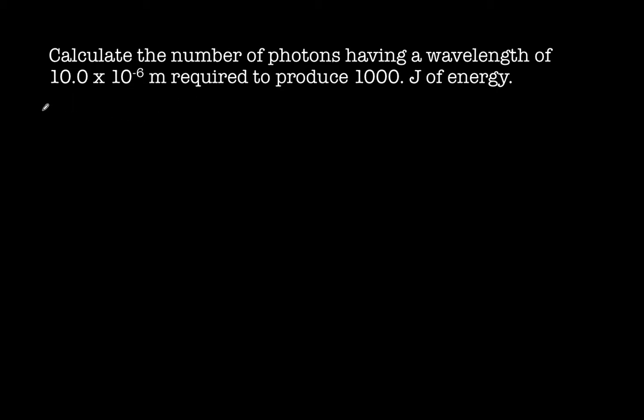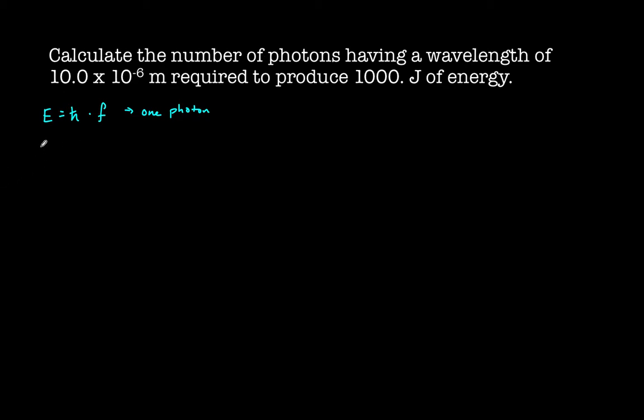Here's the idea that you need to know. First off, this equation, E equals h times f, is only used for one photon, meaning that I cannot plug in this energy as this 1,000 joules. What I need to do is solve how much energy one photon has, then divide this energy by that energy, and I will get my number of photons.